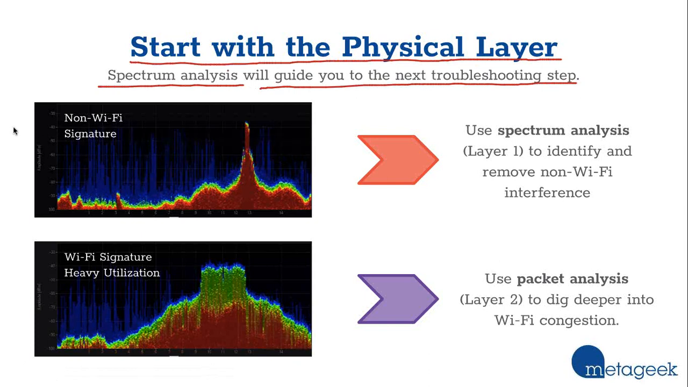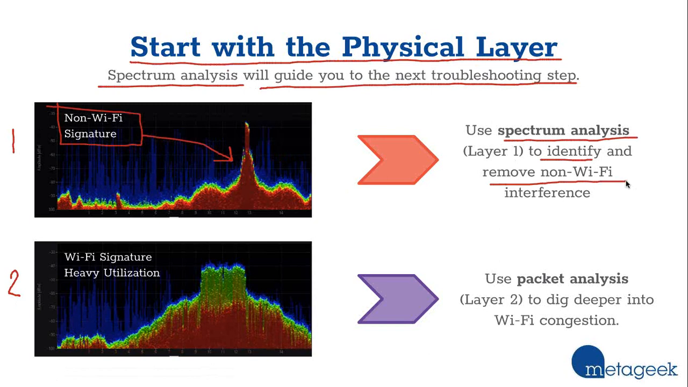So here's one of two things, option one and option two, of what we might see on a spectrum analyzer. Option one is we might see this non-Wi-Fi signature. So we can look at this signature and go, oh, that does not look like Wi-Fi. That is a non-Wi-Fi device of some kind. We can use spectrum analysis to identify and remove non-Wi-Fi interference. So we can identify what this device is, we can go track it down, and we can get rid of it. And I'll show you how to do that today.